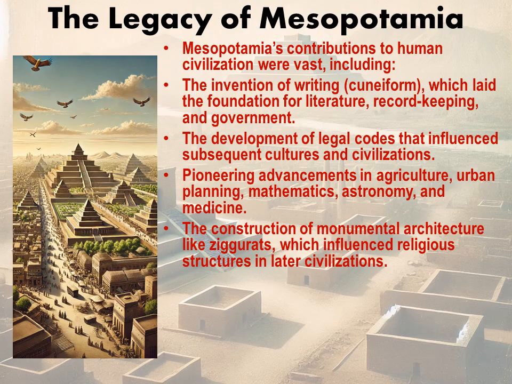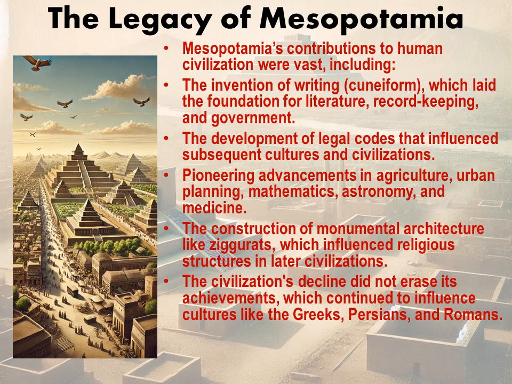The construction of monumental architecture like ziggurats, which influenced religious structures in later civilizations. In later civilizations in various other parts of the world also, we find construction of structures like ziggurats. Ziggurats are very important because they influenced other religious cultures as well. The civilization's decline did not erase its achievements, which continued to influence cultures like the Greeks, Persians, and Romans. Greek culture, Roman culture, and Persian culture all came after the decline of Mesopotamian civilization. But they learned a lot from what the Mesopotamians did and implemented those things in their own civilization. Thus, even if the Mesopotamian civilization declined, its influence continued in other parts of the world.